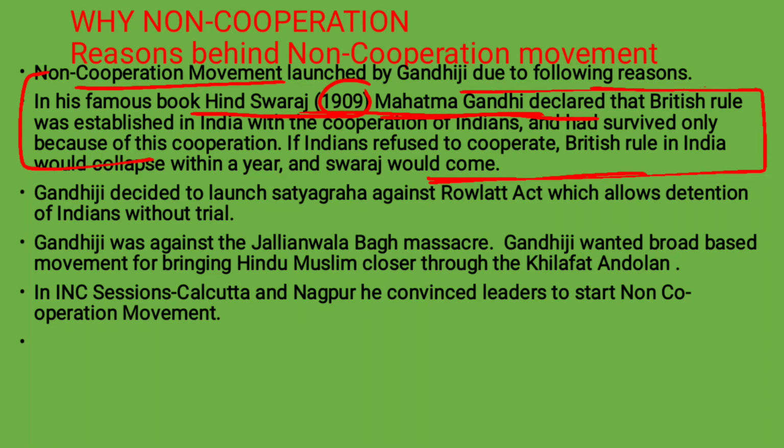It is very important because of what Mahatma Gandhi said in his famous book Hind Swaraj. Okay, one thing you learn is that Mahatma Gandhi's book name was Hind Swaraj in 1909. Okay, he said that if Indians refused to cooperate, British rule in India could not survive, and would collapse within a year. Okay, so let's see.